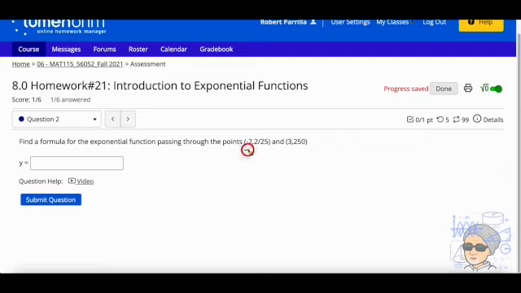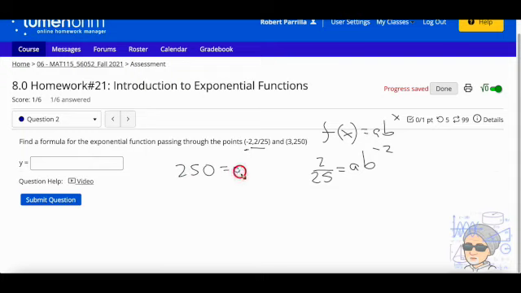Okay, so if x is -2, f of x was 2 over 25. Okay, so that set it up. f of x is equal to a b to the x power. In this case, 2 over 25 is equal to a times b to the -2 power. I would leave that alone for right now. We'll deal with it later. Let's look at the second one. The second one is 250 is equal to a times b to the 3rd power.